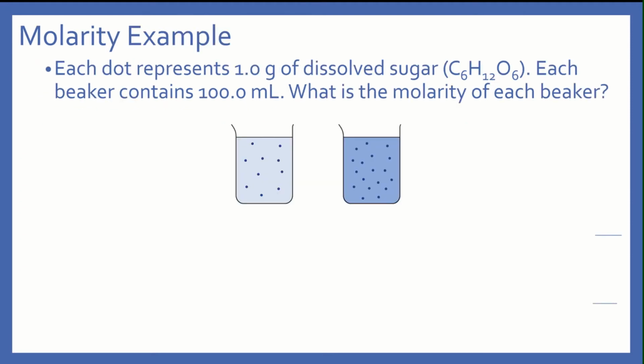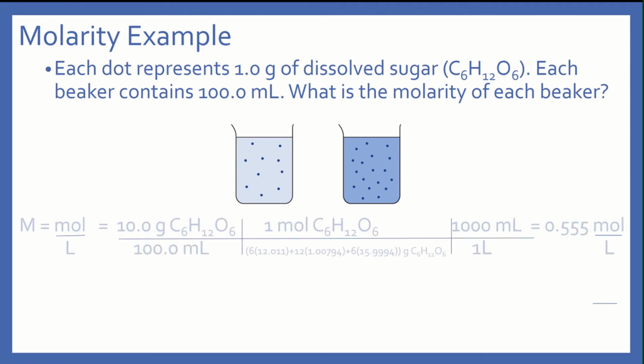All right, let's take a look at the math for molarity. This time, each dot still represents 1 gram of dissolved sugar, so that hasn't changed, and each beaker still contains 100 milliliters of solution. But this time they're asking, what is the molarity of each beaker? It's really going to help when we do molarity. Anytime you see that big M, or the word molarity, or the word molar, don't just picture big M or molar, but picture moles per liter.